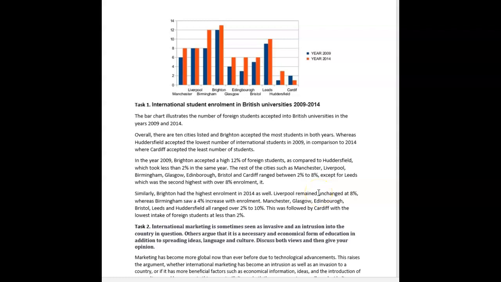Let's see. Okay. Manchester, Glasgow, Edinburgh, etc., all ranged over 2% to 10%. That's not entirely true. If you got Brighton and Birmingham and Leeds out of the way, then everything else was between, not even 2. Yeah, I guess. Yeah. Cardiff to Liverpool was all between. Yeah, so I'm not really happy with this paragraph. I don't agree with the way you organize some of this.